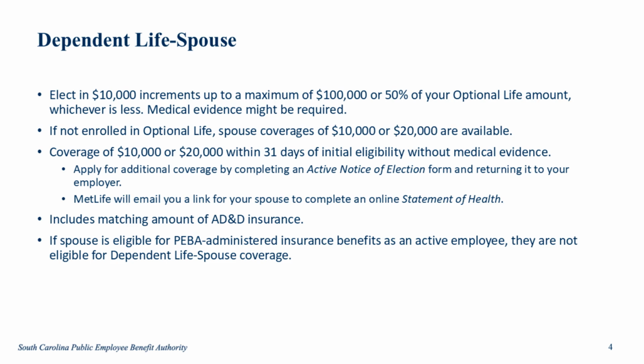Medical evidence is required for additional coverage, and if you decide to add coverage after your initial eligibility, just like with optional life, you can apply for additional coverage by completing an active notice of election form and returning it to your employer. MetLife will email you a link for your spouse to complete an online statement of health. Dependent life spouse also has a matching amount of AD&D insurance. Dependent life spouse is not available for spouses eligible for PEBA-sponsored benefits through their employer.